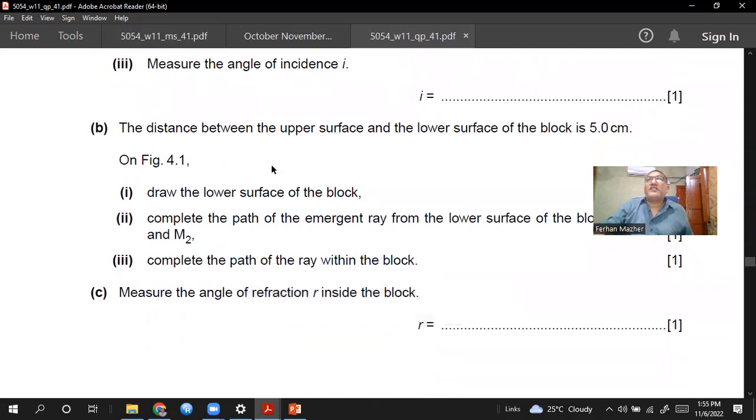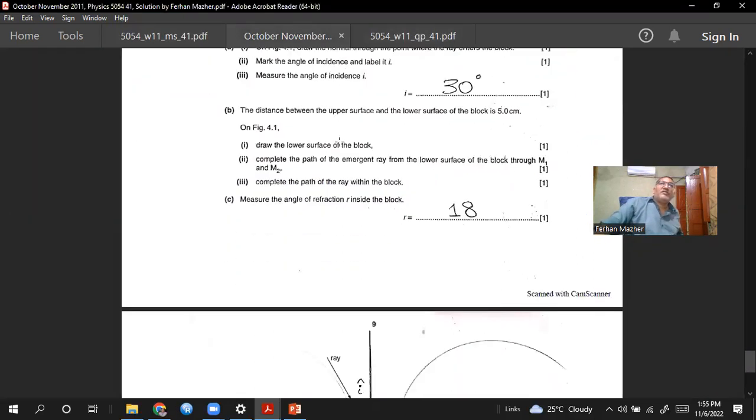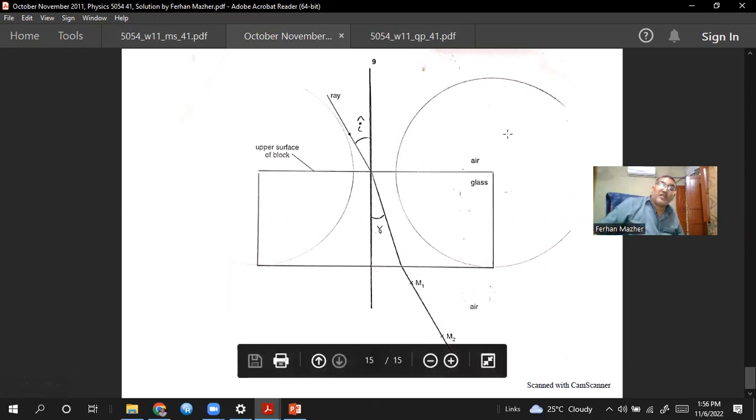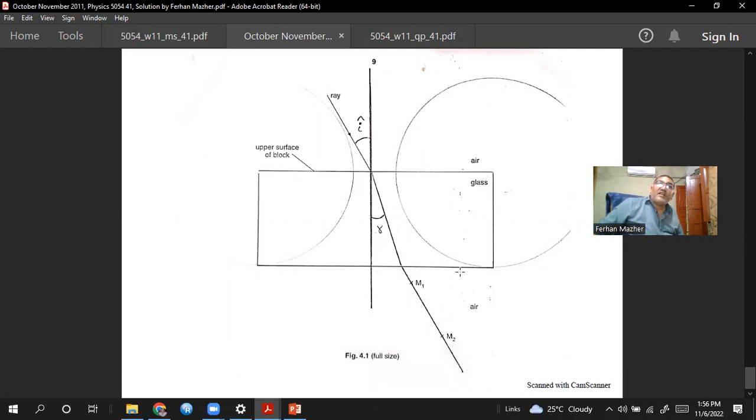The distance between the upper surface and the lower surface of the block is 5 centimeters on figure 4.1. Draw the lower surface of the block. Let me show you how this is done. Because the surfaces are parallel, the lower surface will be parallel to this line, at a distance of 5 centimeters. So on this vertex, I will draw a circle of 5 centimeter radius, and I will draw a tangent here. That tangent will represent the lower boundary of the glass block.